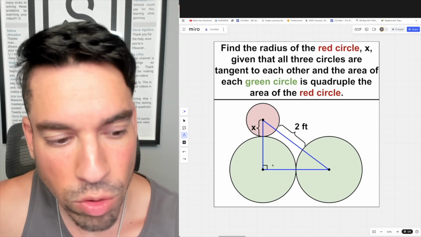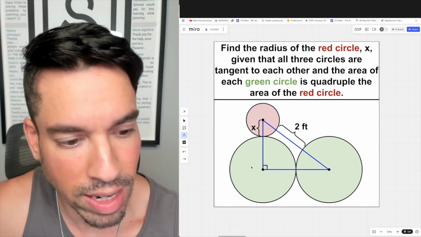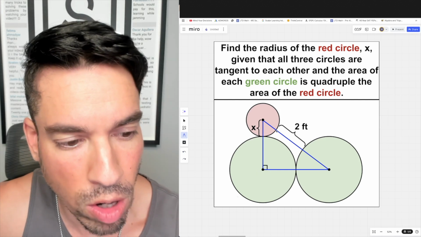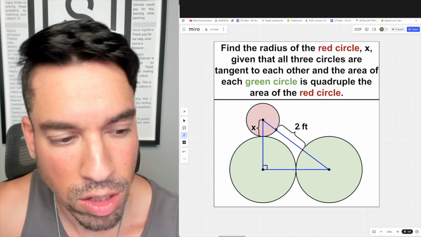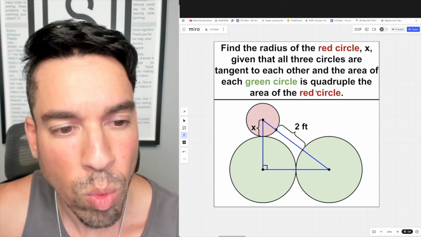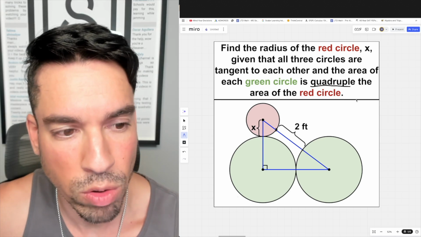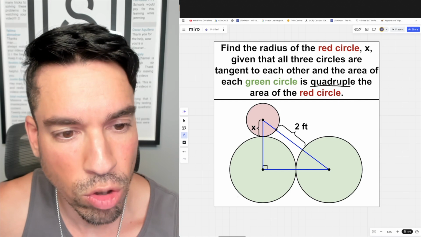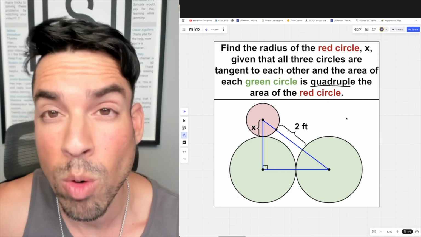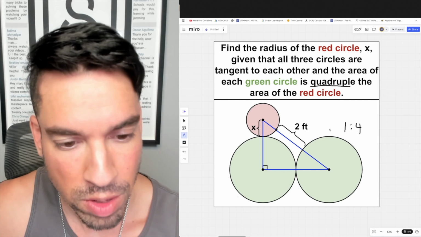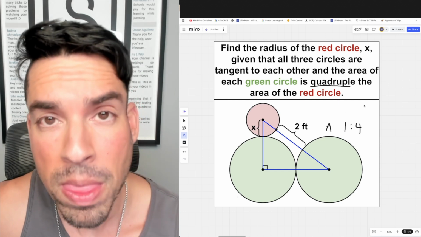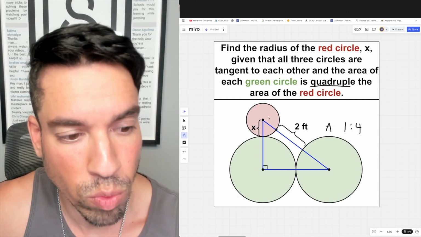So the first thing you need to notice is this right here, and that indicates that there is a right angle. We also see that this distance from here to here is 2 feet. So that's pretty interesting. Now, what does this have to do with the puzzle? If we know that the area of the green circle is quadruple the area of the red circle, well, what that means is we've got a 1:4 ratio of the areas of the circle. Now, how does that correspond to radius length?